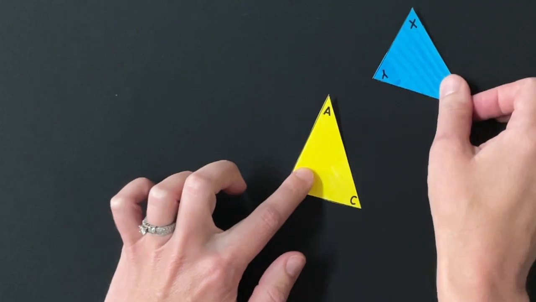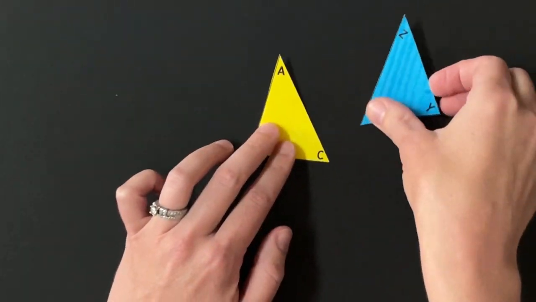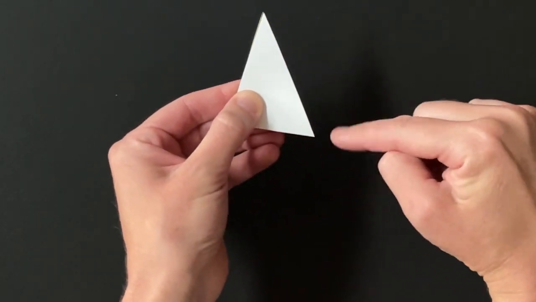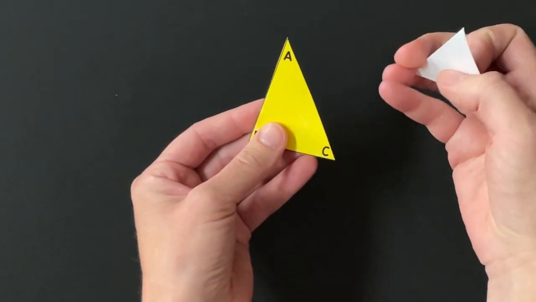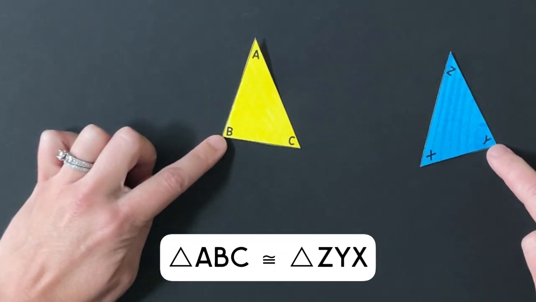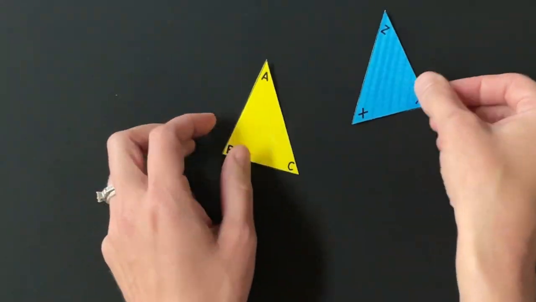And now we can discuss, well, what do congruent triangles have in common? Their sides match, their angles match, and we can talk about how to write a congruency statement when we match up those corresponding sides and angles. So we could say triangle ABC is congruent to triangle ZYX.